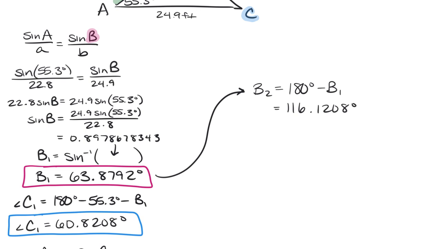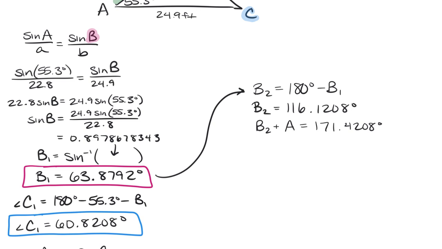So we check to make sure this is okay. We need to make sure that angle B2 plus angle A given in the problem is not bigger than 180. So what is 116.1208 plus 55.3? 171.4208. Is that too big? No. So what does that mean? There's a second triangle.